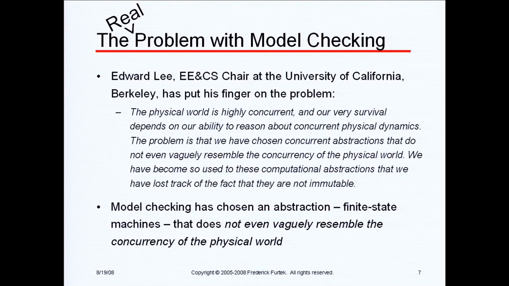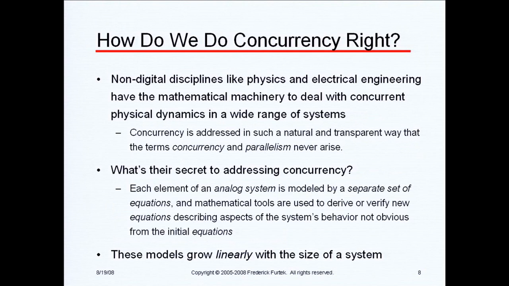And the problem with model checking is that they have chosen an abstraction, finite state machines, that does not even vaguely resemble the concurrency of the physical world. So what's the answer? Where do we look for an answer? Where do we get a clue on handling concurrency? How do we do concurrency right?